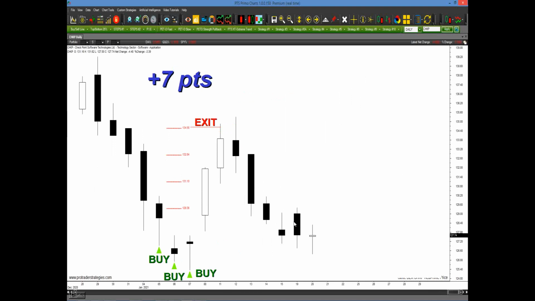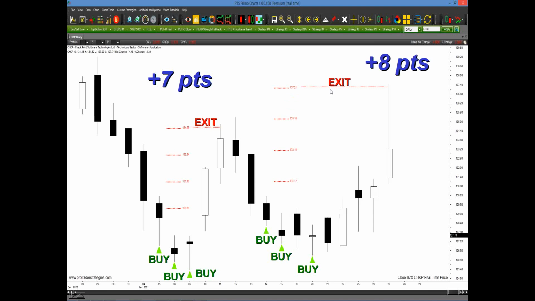Well, no. According to strategy number 9, we're still in an overall uptrend, and this is a buying opportunity. On top of that, you've noticed another buy signal. In fact, 3 more. So you take advantage of buying some more, and here are the 4 exit levels. So you place your limit order to exit at 137.21, and guess what? In about a week, you made 8 points.